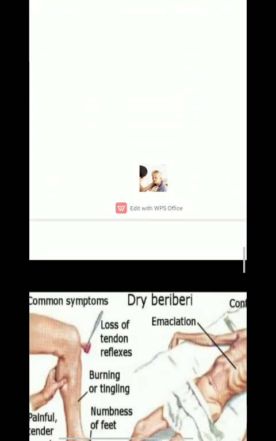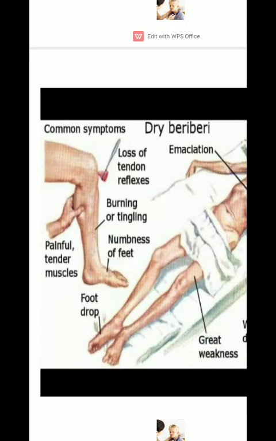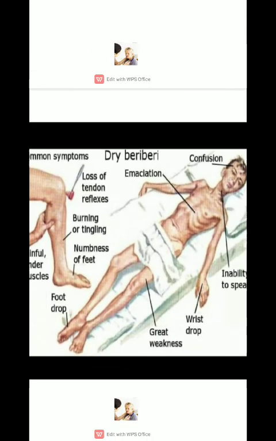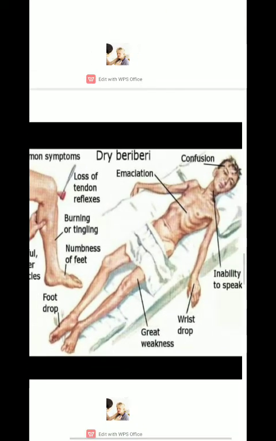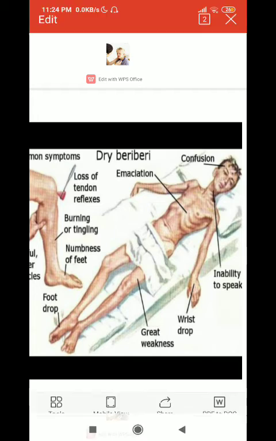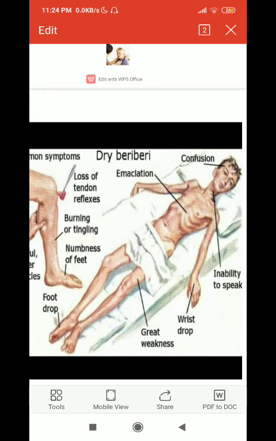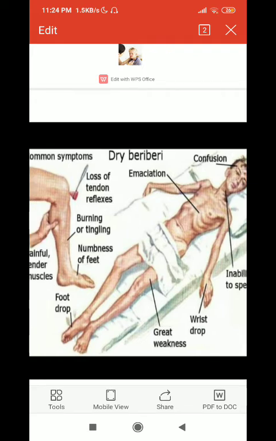Now, the other disease which we are going to discuss is caused due to the deficiency of vitamin B1, and that is beriberi. Beriberi is a disease whose symptoms include weight loss, body weakness and pain, brain damage, irregular heart rate, heart failure, and death if left untreated.